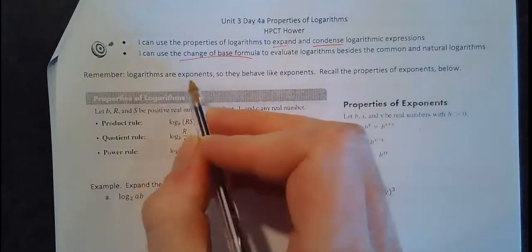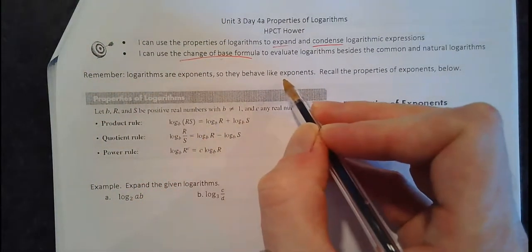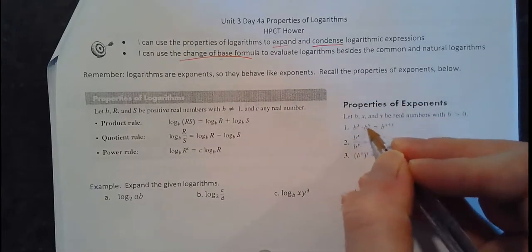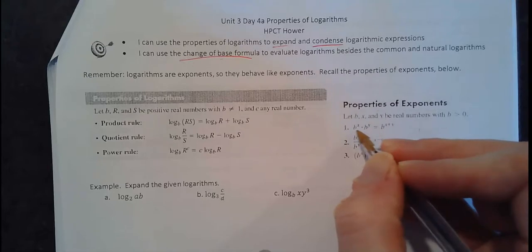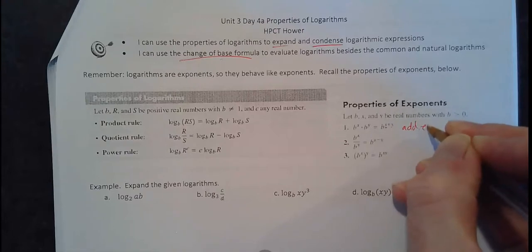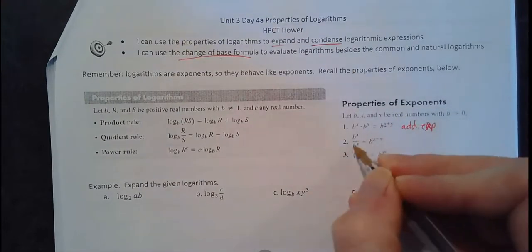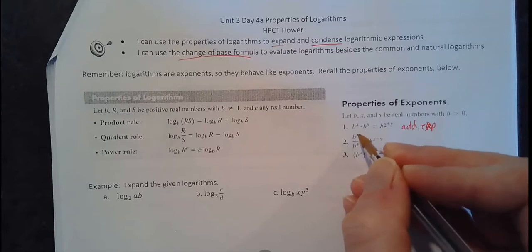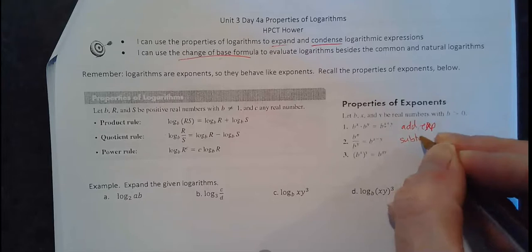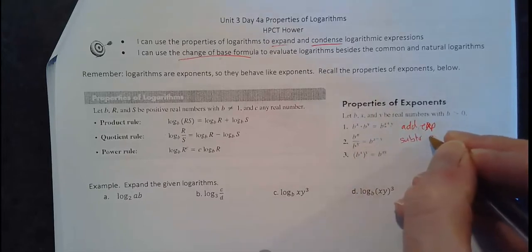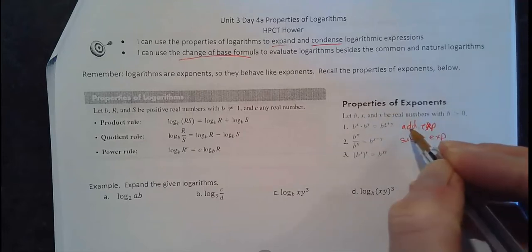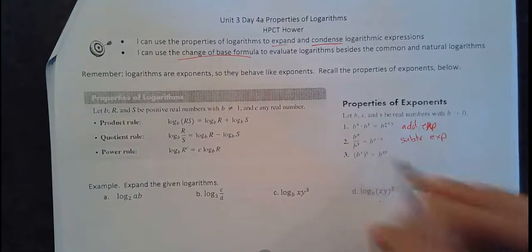Now remember, logarithms are exponents, so they're going to behave like exponents. So recall these over here. If I have b to the x times b to the y, if they're the same bases, you add the exponents. If you're dividing, same base, you would subtract the exponents. Remember, an exponent is a logarithm, so at some point, instead of saying add exponents, we're going to say add logarithms. But these are exponents over here.